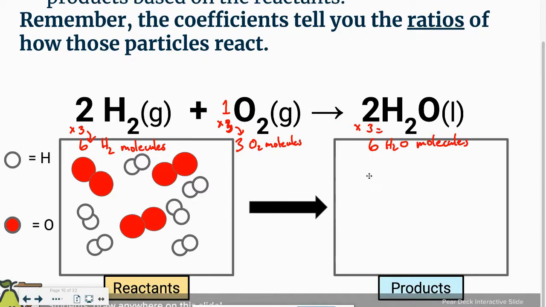So in our picture here, we need to draw 6 H2O molecules. And I guess I really should be drawing them as water, as liquid, not doing a good job of keeping my states of matter straight. Okay. 1, 2, 3, 4, 5. We need 6. Okay, so we have 6 H2O molecules here, because we are tripling the amounts in each of these.